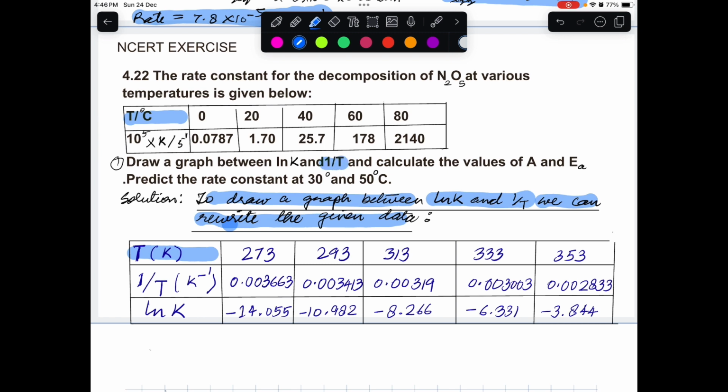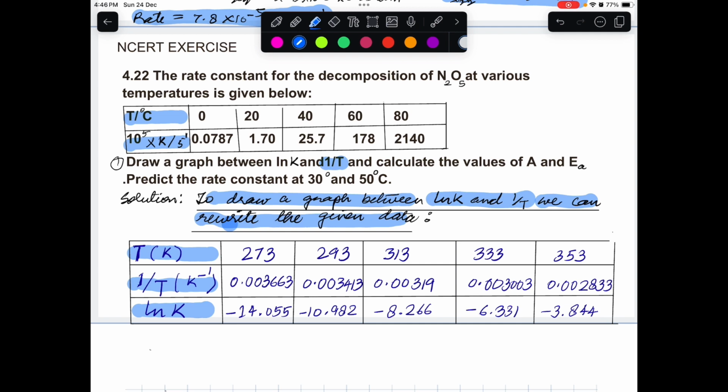So therefore, for this temperature we will find the inverse of it, that is 1 by T, in per Kelvin, and we will calculate the values. After that, for the values of k which are provided to you, we will take the natural log of all these values and we will get the third set of values, natural log of k, for plotting the graph.